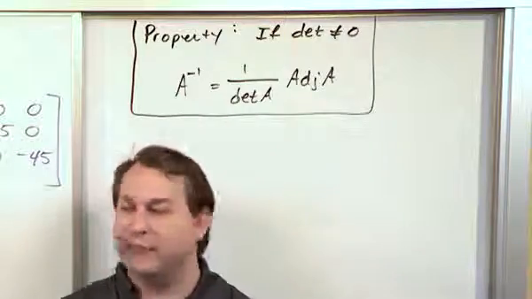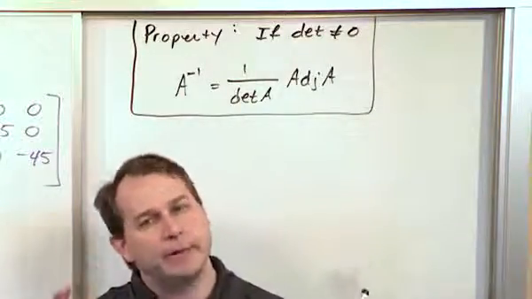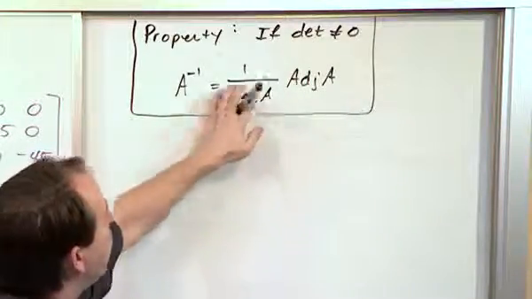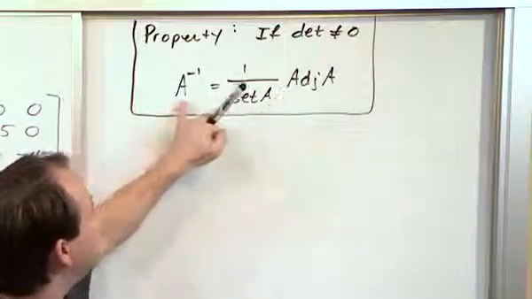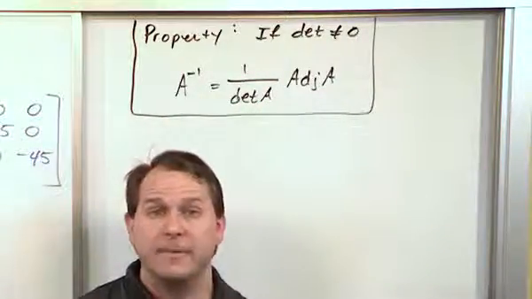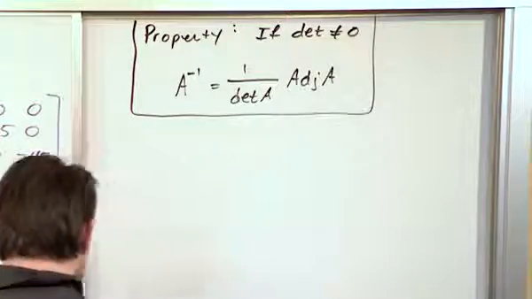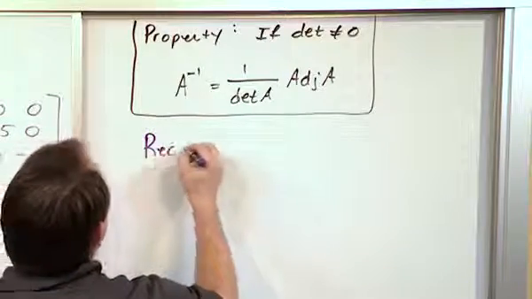In order to find its adjoint, you find all the cofactors, arrange them in a matrix, and then turn it on its side like a transpose. Whenever you take 1 over the determinant of the original matrix times its adjoint, you get a new matrix called the inverse matrix. And you should know by now, the inverse matrix is used all the time. So let's take a trip down memory lane.